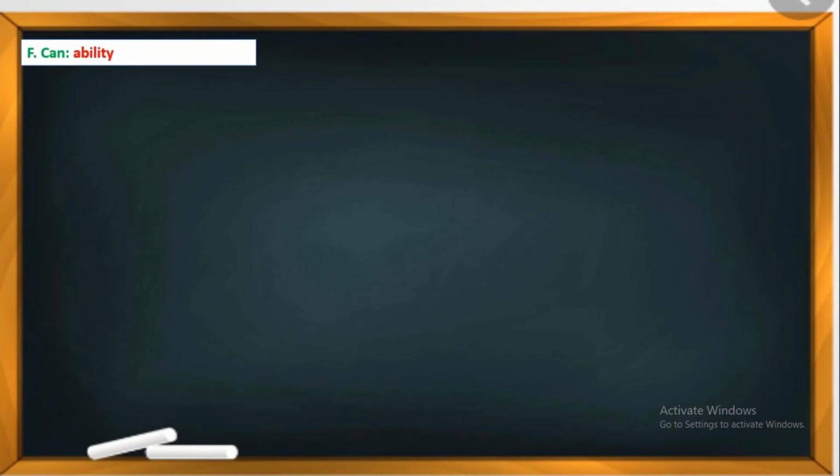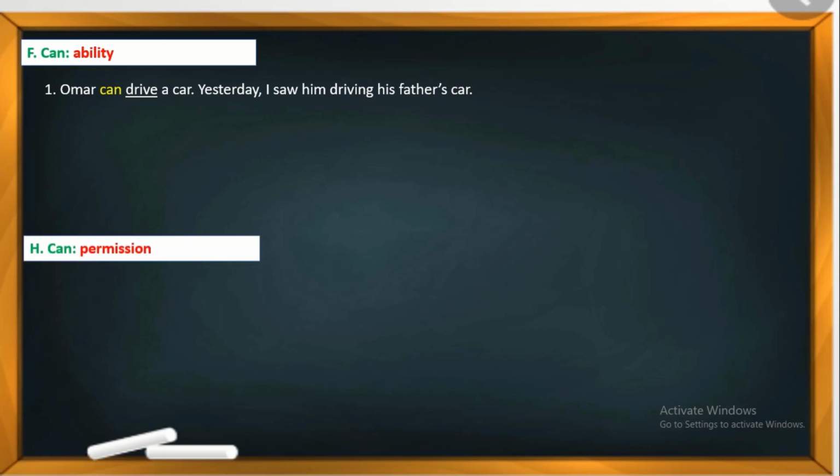Next, can, we use it for ability. Ability means something you can do, something you are able to do. So you can say, I can do something or I am able to do something. For example, you can say, Omar can drive a car. Yesterday, I saw him driving his father's car, so now I can say, Omar is able to drive a car. He has got the ability to drive a car.